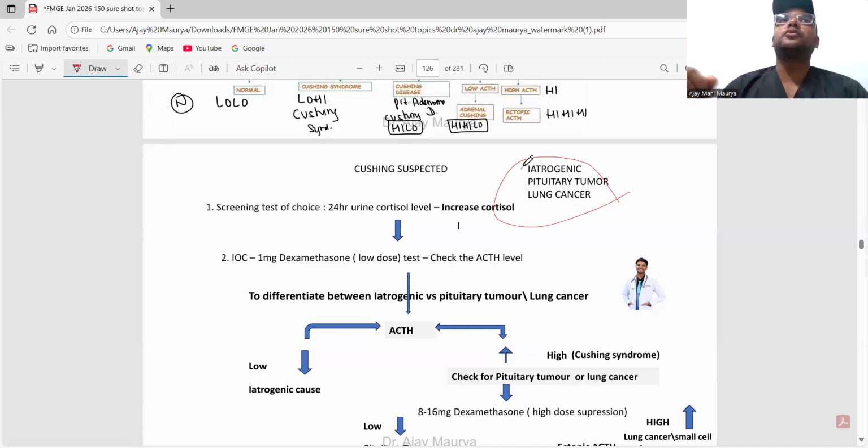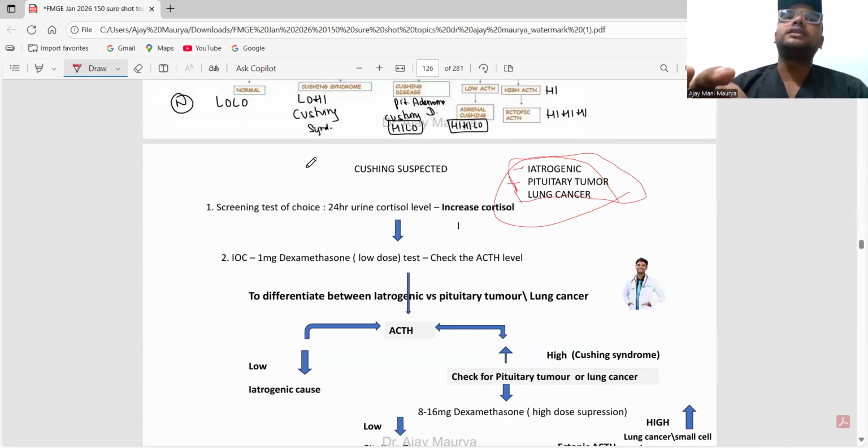If you take more dexamethasone, more steroid, then what happens? In future you may have a high chance of getting Cushing disease. So you have to find out the cause of the Cushing disease. Either it is an iatrogenic cause, or there is a pituitary tumor, or there is a lung cancer. To find this only, we are going to do this test.